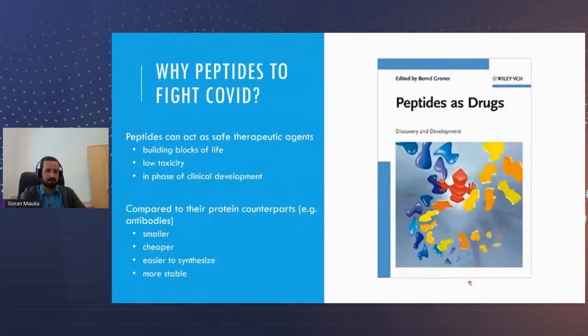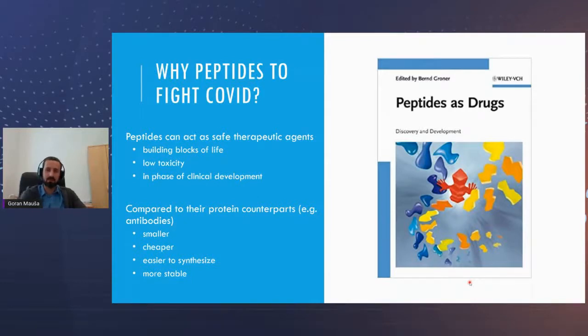Why peptides to fight COVID? Well, besides being the building blocks of life, peptides are of great interest in the biomedical field as they can act as safe therapeutic agents, and they are attractive due to the low toxicity of their metabolites.